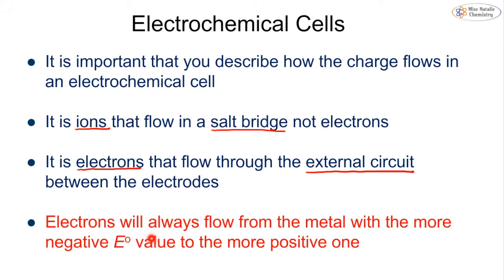And the electrons will always flow from the metal with the more negative value to the more positive one, meaning they will flow from left to right, because the left is the one that is being oxidized and the right-hand side electrode is the one that is being reduced. And we use the values to tell us this, and it links into this position of equilibrium.